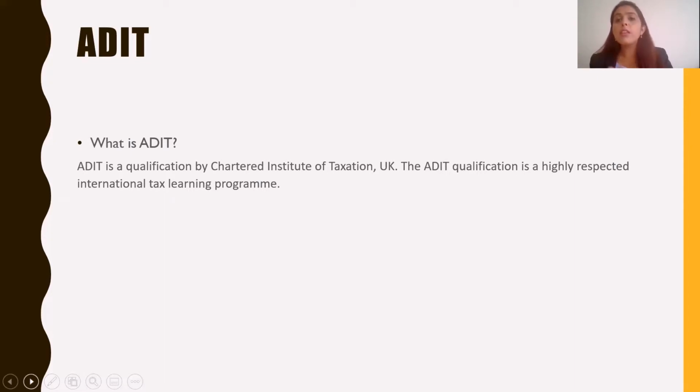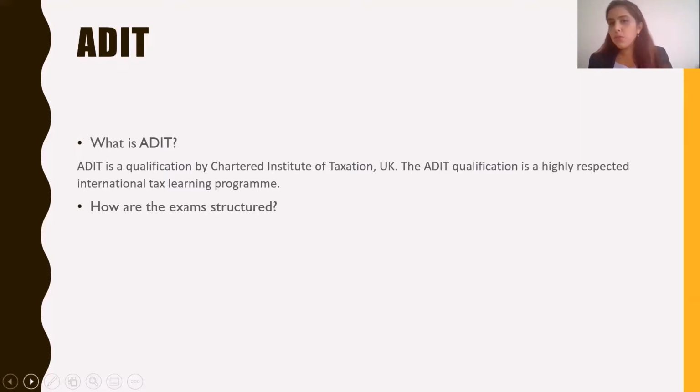So if you are someone who is really interested in pursuing international tax, or you are an international tax practitioner, a lawyer, a chartered accountant, or even a law student who is keen on learning international taxation, this course is a go-to course. So let's look into more about this course.